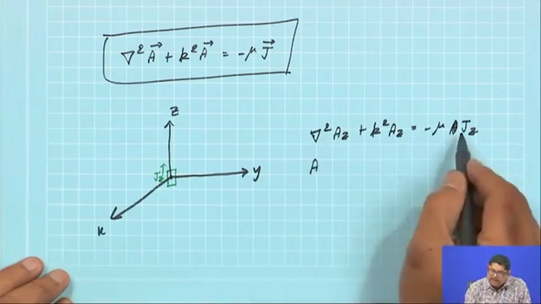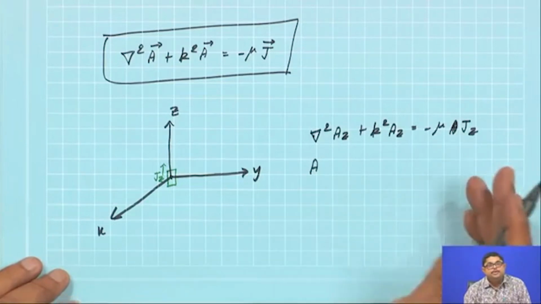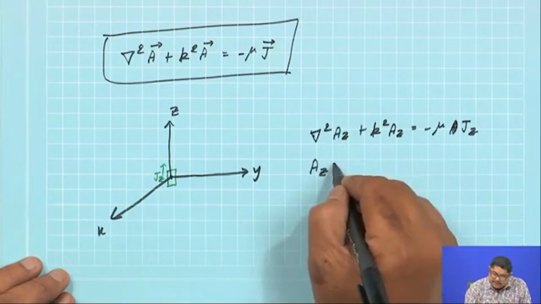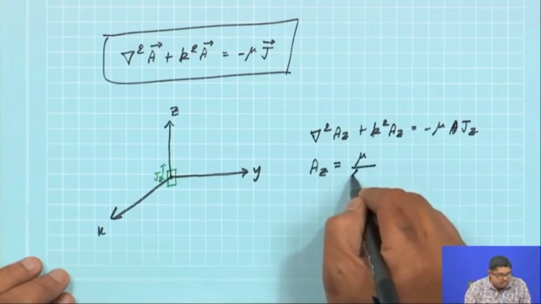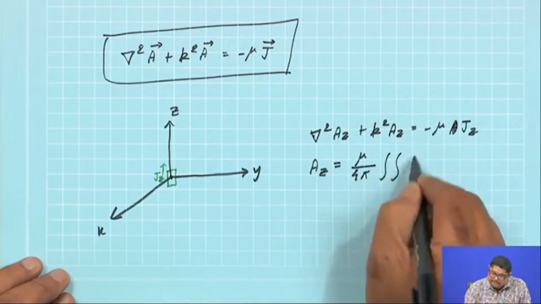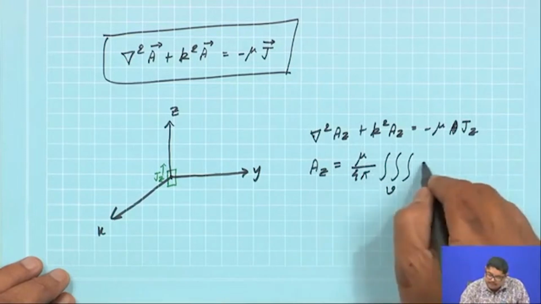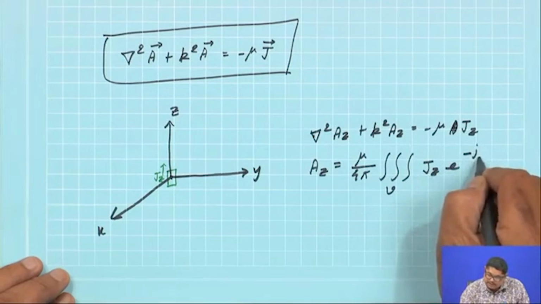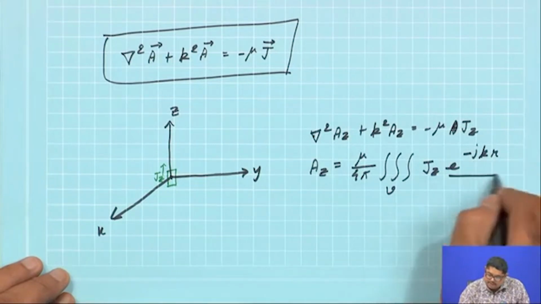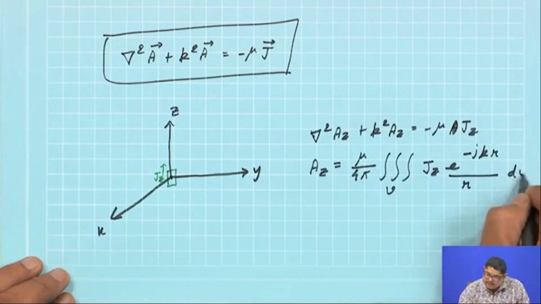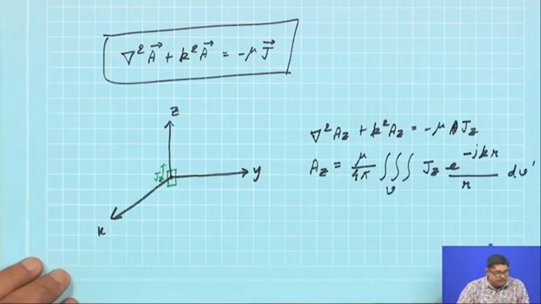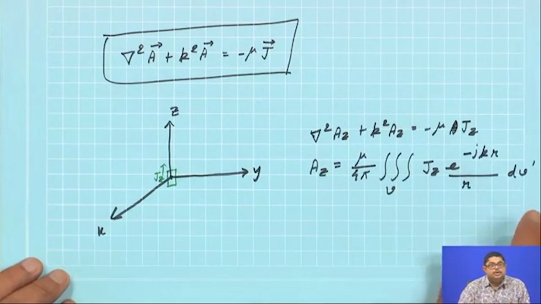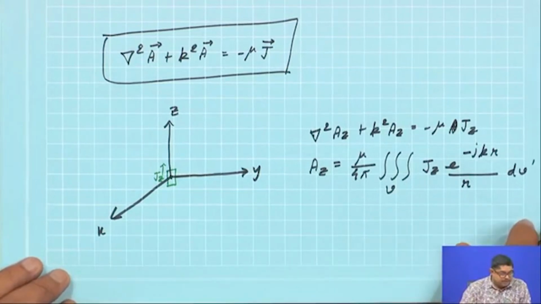You see, a differential equation of the same type always gives the same solution. So, we saw that A z is mu by 4 pi integral of J z e to the power minus j k r by r dv dashed. Okay. The source is existing over this volume. So, this we saw as the solution.